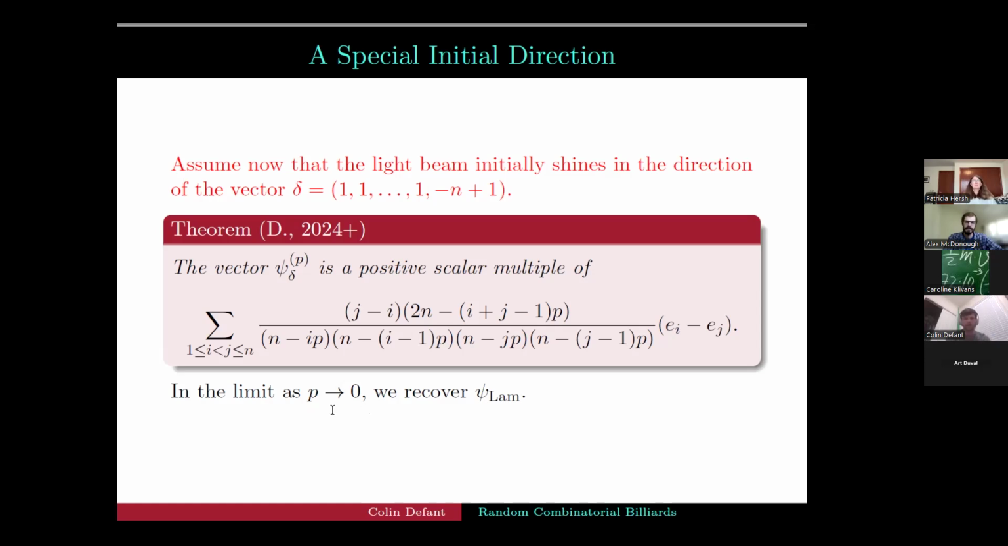So if you'd like, you could think of the reduced random billiard trajectory as like a q-analog of Lam's reduced random walk, where q is 1 minus p, so that if you set q to be 1, that's like setting p to be 0 here.